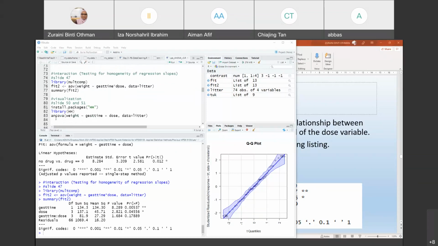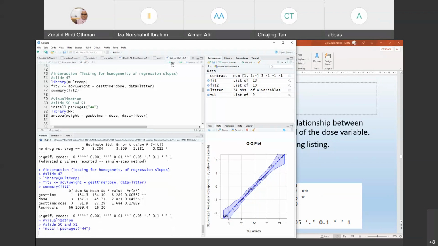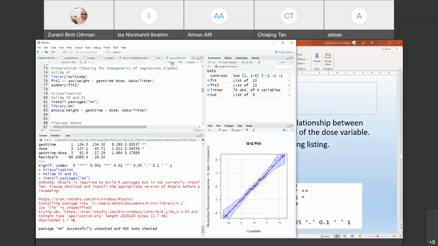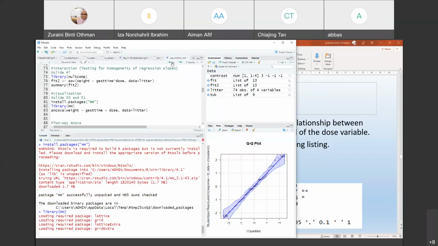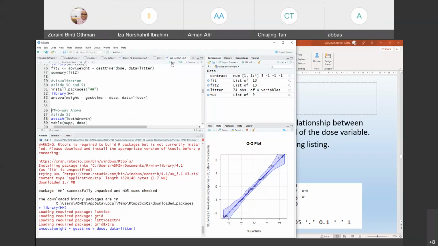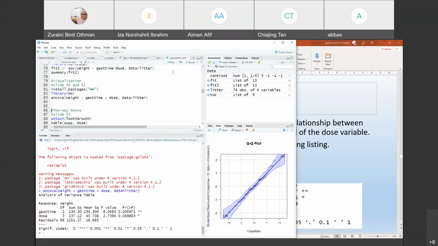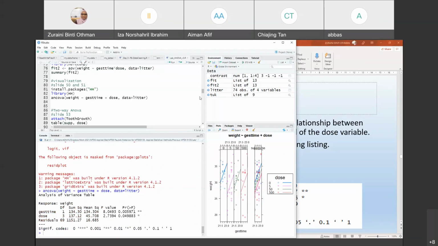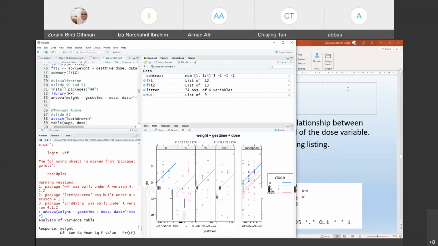So if we look at this, install the package, we want to visualize this result in terms of gestation time and dose. We can visualize it by using the HH library here. Okay, this is the data that we get, the table.